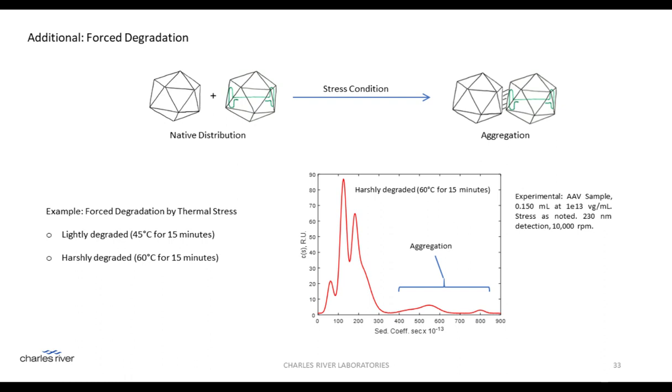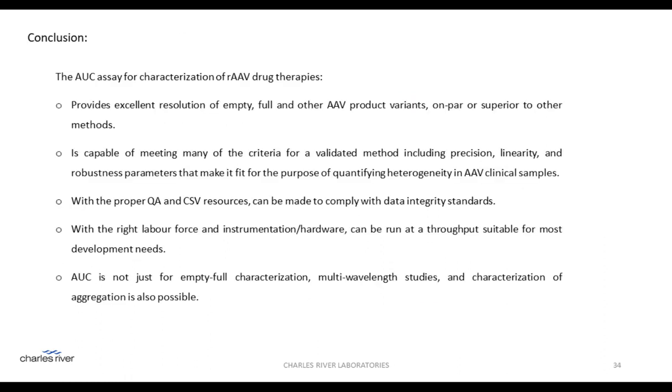We're nearing the end of the presentation. In conclusion, what I've demonstrated in today's webinar is that the AUC assay, when applied to the characterization of recombinant AAV products, one, provides excellent resolution of empty, full, and other AAV product variants, on par or even superior to other methods. Two, it's capable of meeting many, if not all, of the criteria for a validated method, including precision, linearity, and robustness parameters that make AUC fit for the purpose of quantifying heterogeneity in AAV clinical samples.